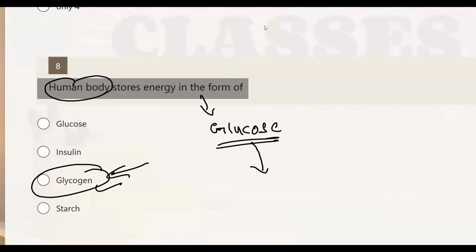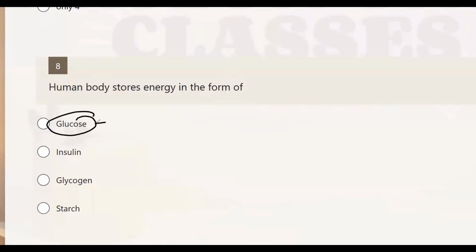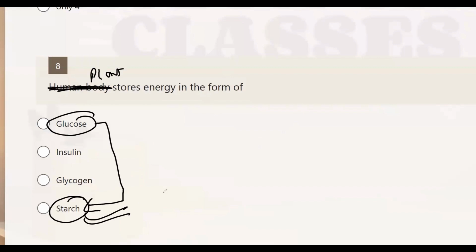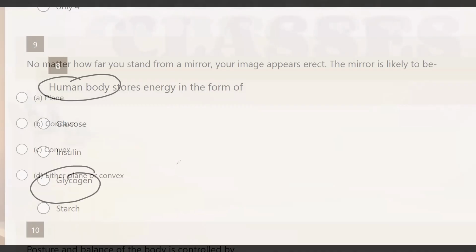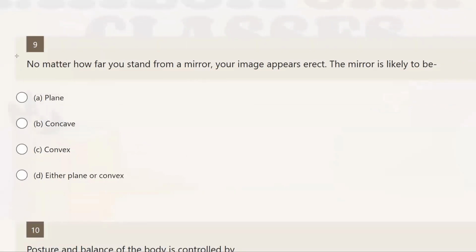But in plants, they also produce glucose, but they temporarily store it in the form of starch. So if instead of the human body it says plant, then our answer will be starch, because they store energy in the form of starch. And in the case of human beings or other animals, we can say that they store food in the form of glycogen.